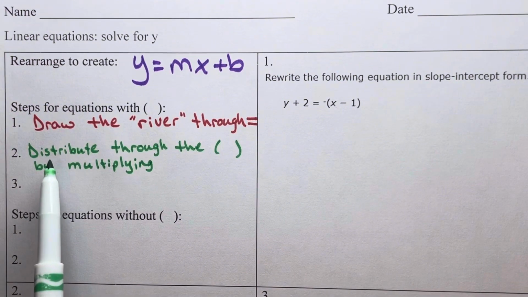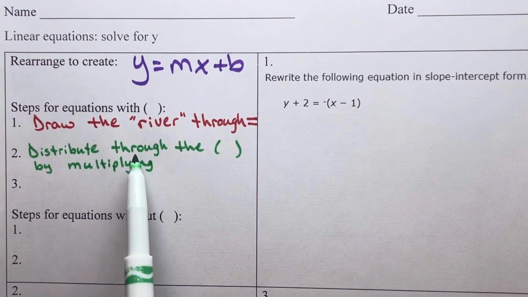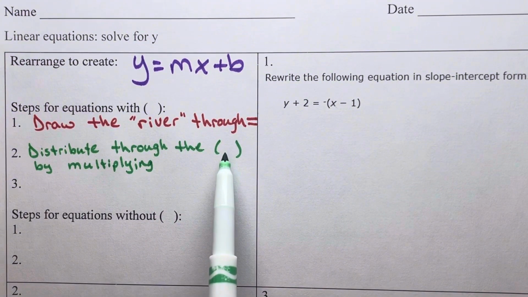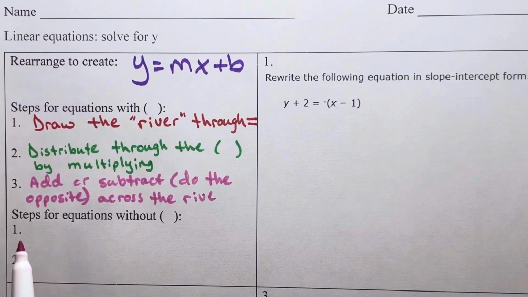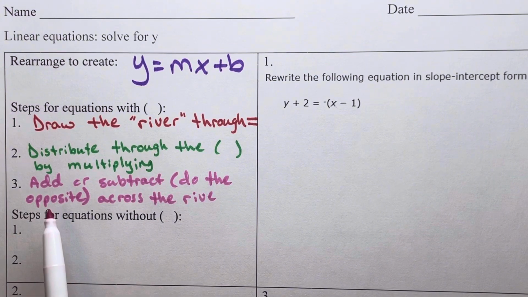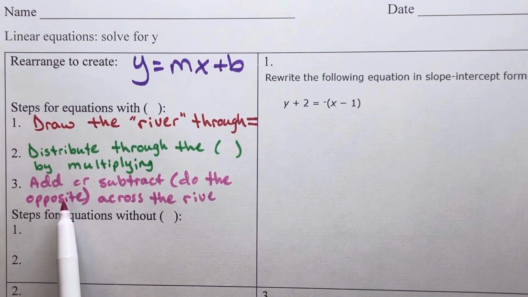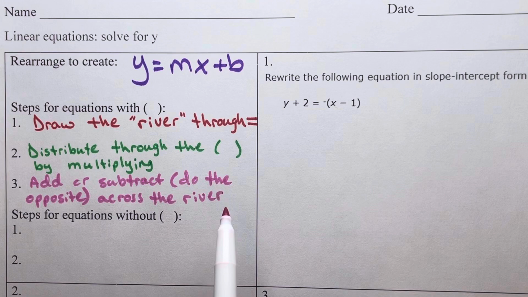Then you will distribute whatever number is in front of the parentheses through every term in the parentheses by way of multiplication. Finally, you will add or subtract, doing the opposite of what's currently happening in the problem. Whatever number or term is there with the y on its side of the river goes back across the river so that the y can be alone.